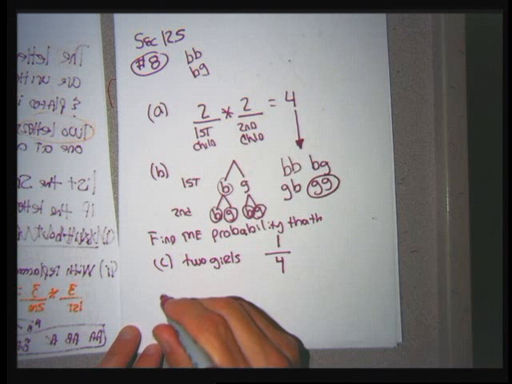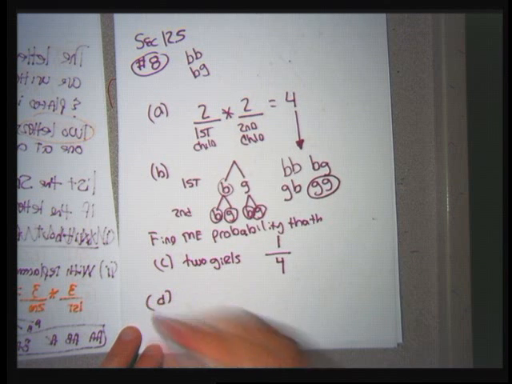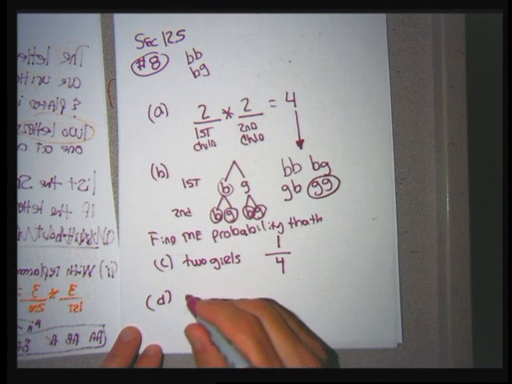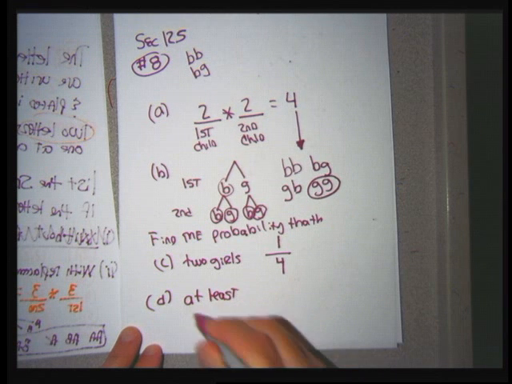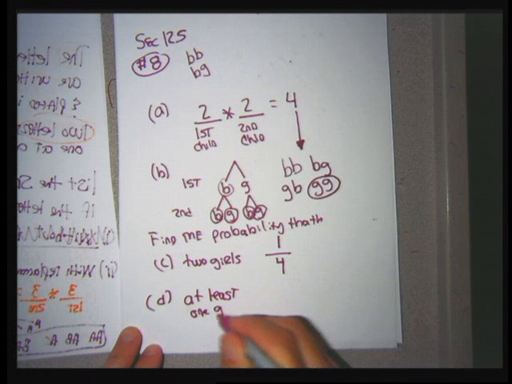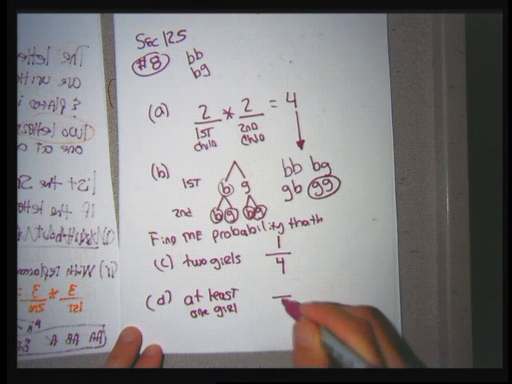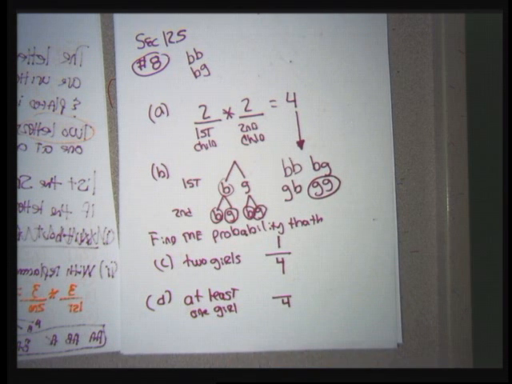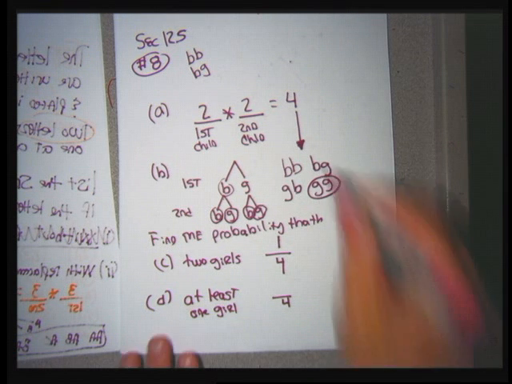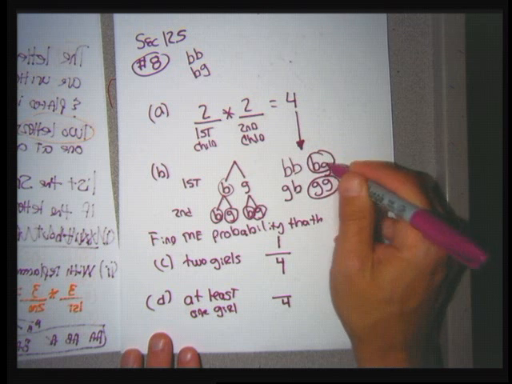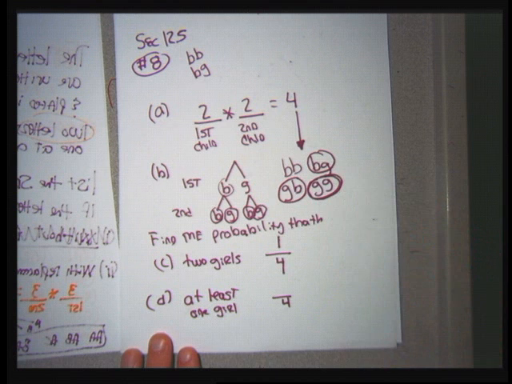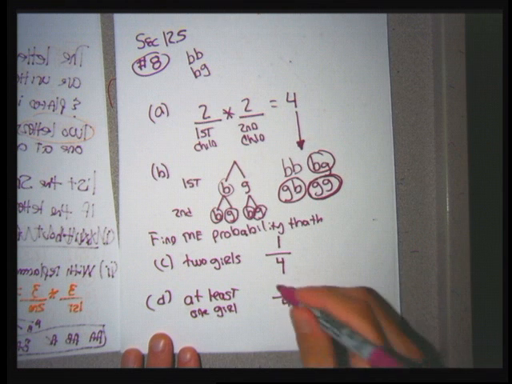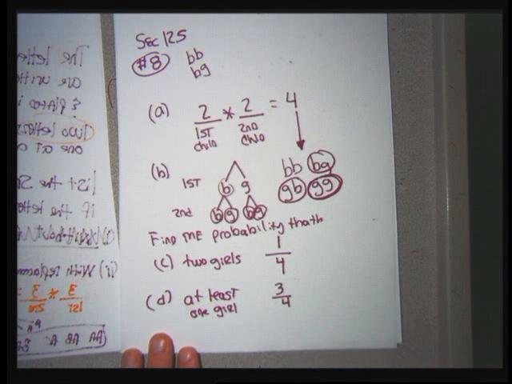When I go to do part D, part D says, what's the probability they have at least one girl? I know the denominator is going to be 4 because there's 4 elements in my sample space. I'm going to go through and circle all the items in my sample space that have at least one girl. This BG has at least one girl. This GB has at least one girl. And this double G has at least one girl. 2 is at least 1. So the probability for D is going to be 3 in 4.